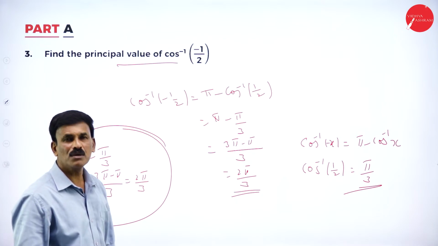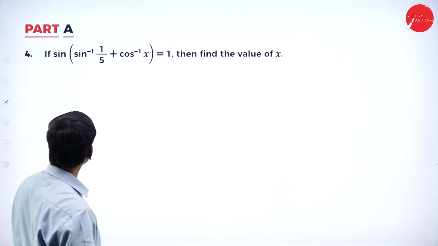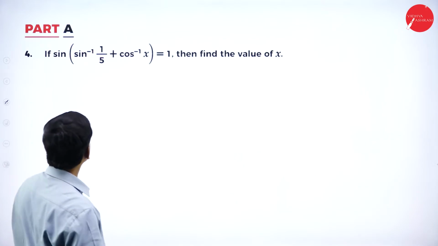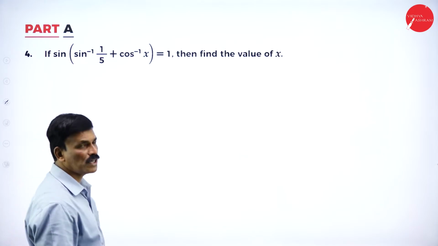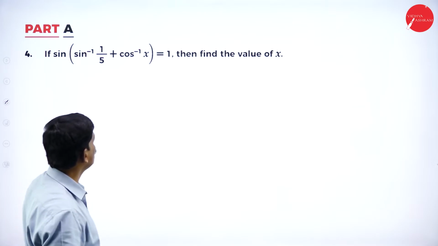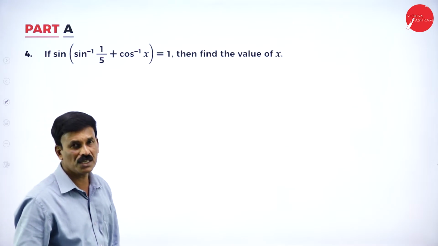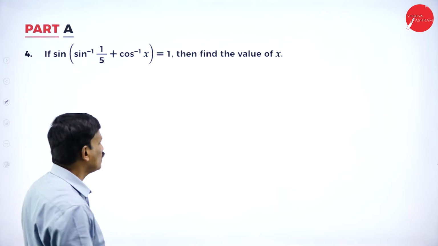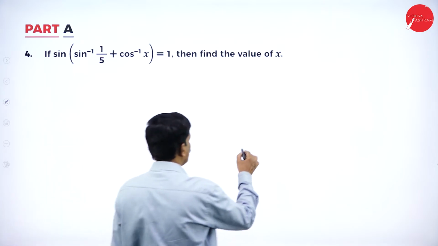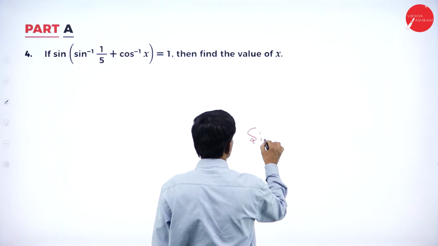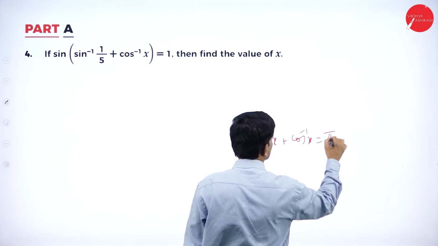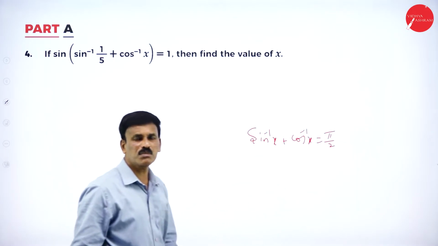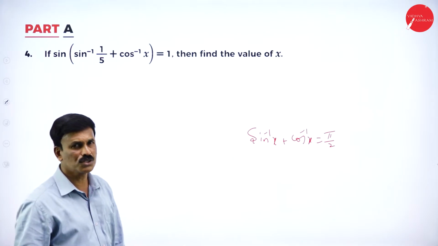Now, let us come to the next problem. What is question number 4? Again, this is also from inverse trigonometric functions. If sin of sin inverse 1 by 5 plus cos inverse of x is equal to 1, then find the value of x. This is also a very important and very simple problem. You are familiar with these relations. We know that sin inverse of x plus cos inverse of x is equal to pi by 2. Sin inverse x plus cos inverse x is always equal to pi by 2.